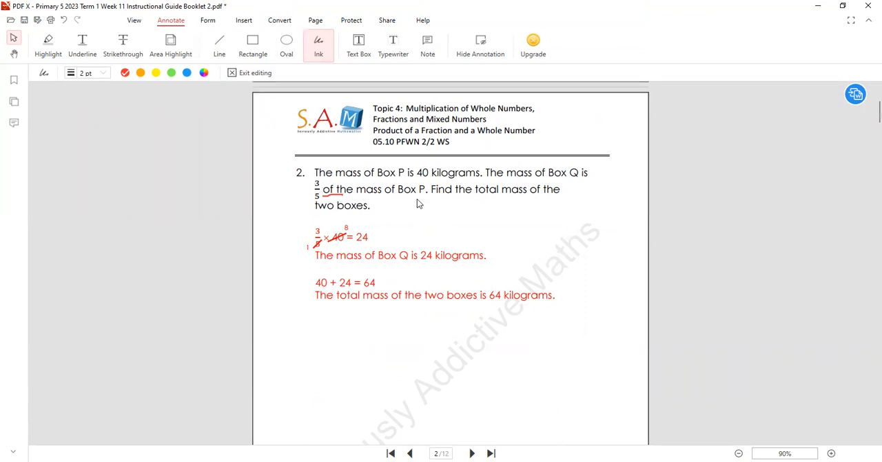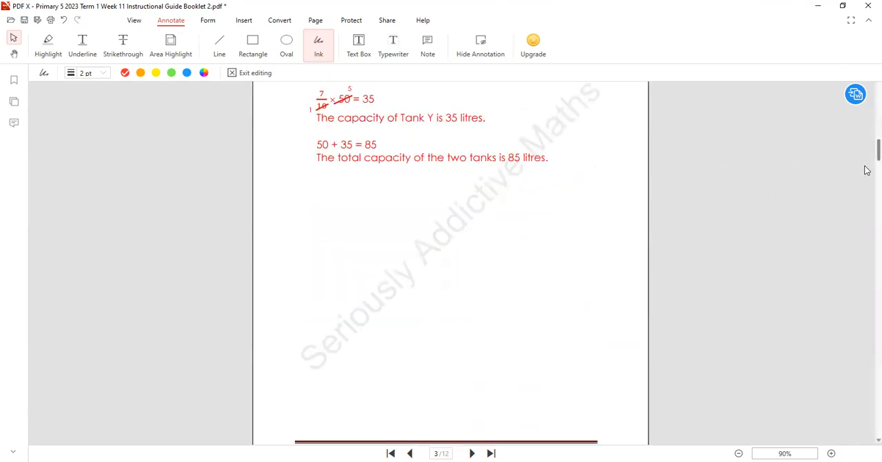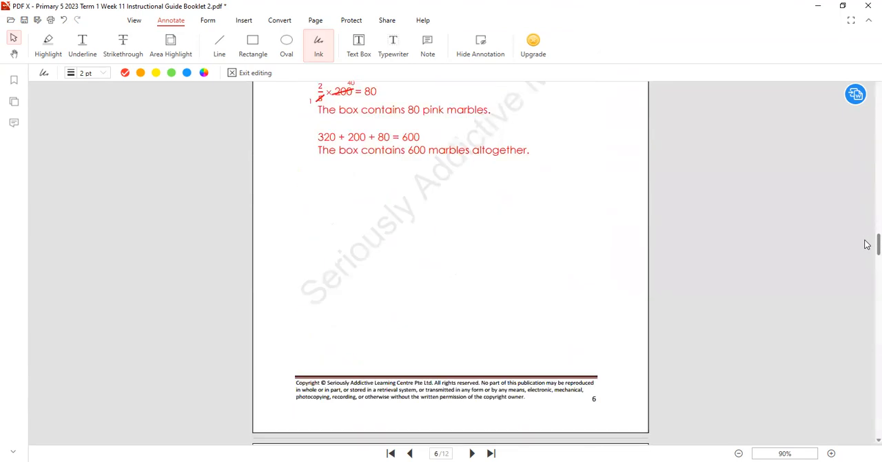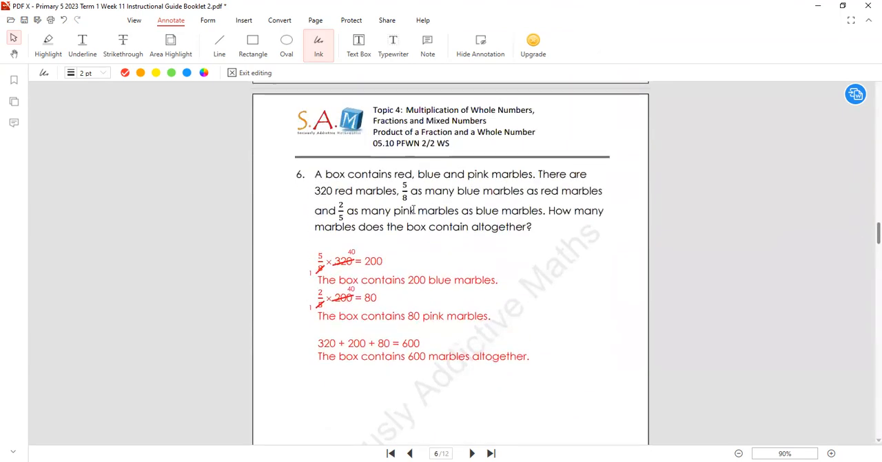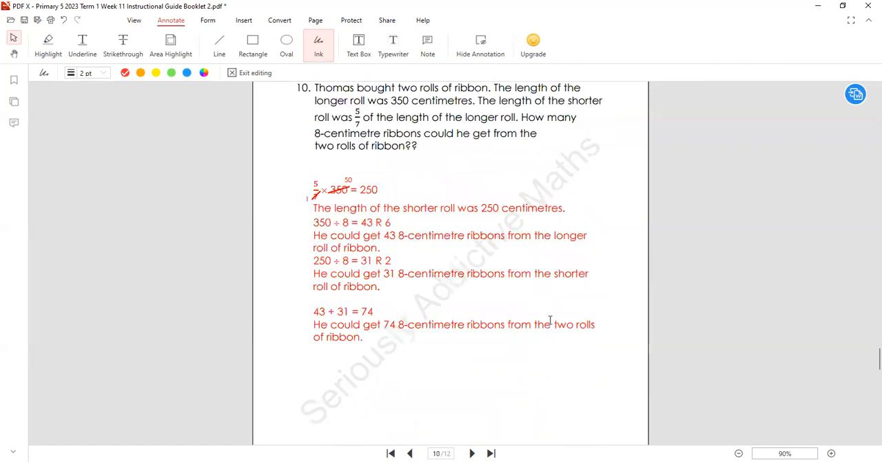So 3/5 of the mass means 3/5 of, if the mass of the box is 40 grams, so it's 3 out of 5 times 40. So basically some of the key language. I think the rest, basically as many as. Try number 6 with them. Again 2-step. And I think the rest, they should be able to get the answer.